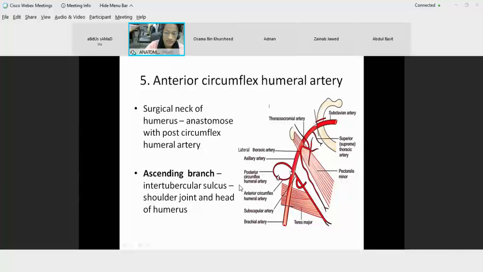the posterior circumflex humeral artery. This anterior circumflex humeral artery gives a small branch which is called ascending branch. That ascending branch moves upwards into the intertubercular sulcus of humerus. So this ascending branch of anterior circumflex humeral artery will move upward into the intertubercular sulcus of humerus and will supply the head of the humerus and shoulder joint.